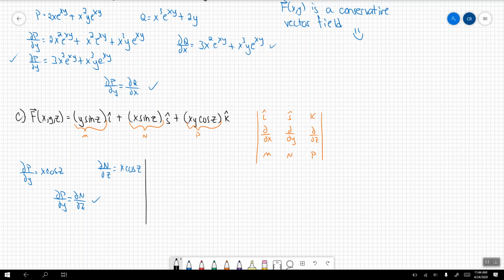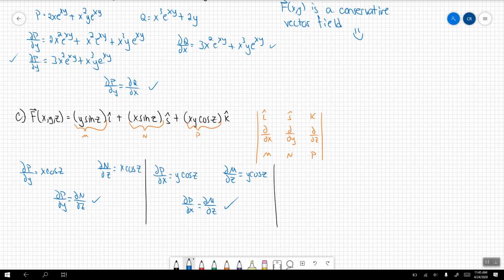Now I need to check the second one. It's going to be my j component here. So the partial of p with respect to x is going to be the first one. The partial of p with respect to x is going to be y cosine of z. And then for my j component, the partial of m with respect to z gives me y times cosine of z. Once again, these partial derivatives are equal to one another.